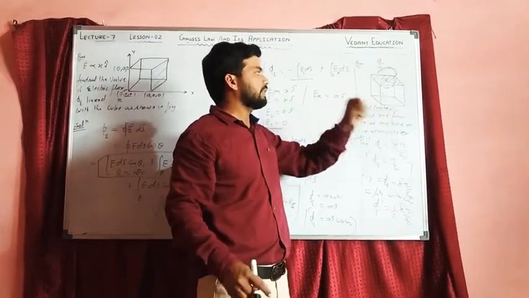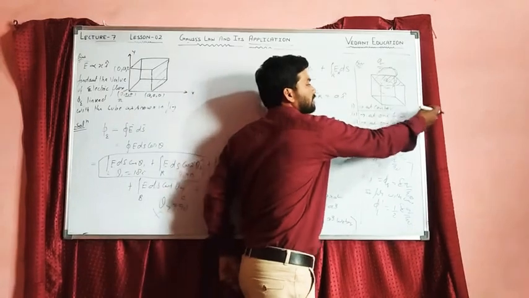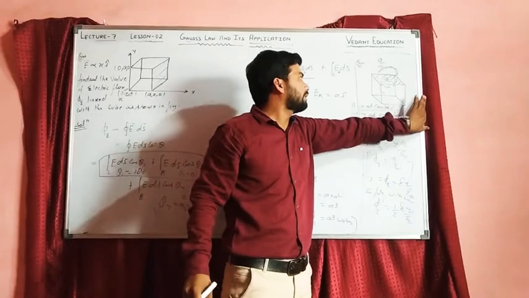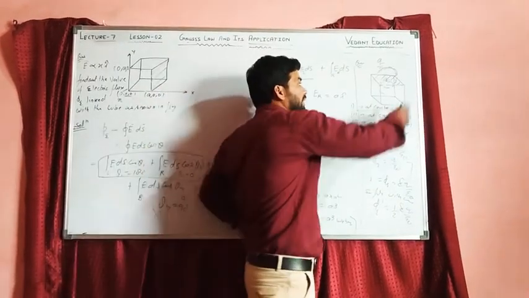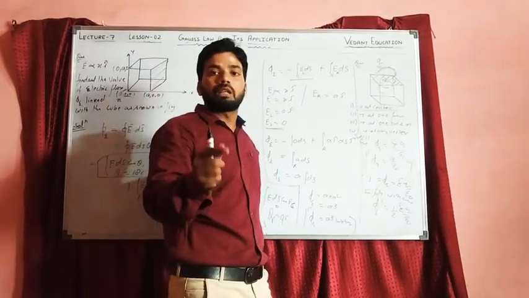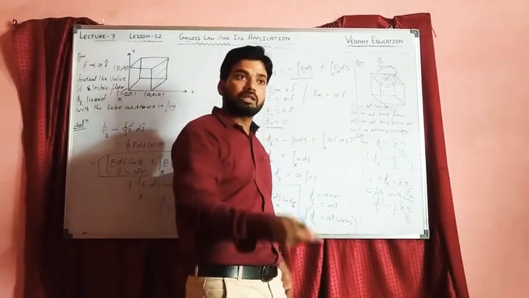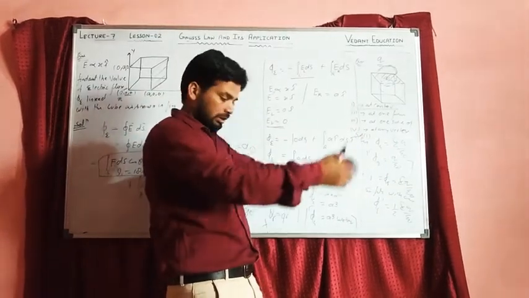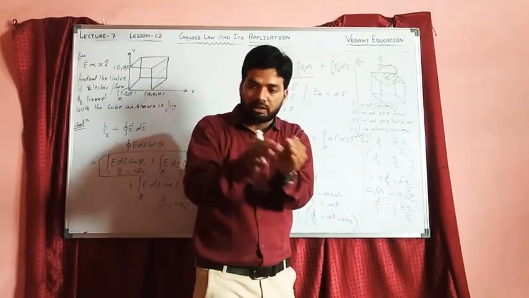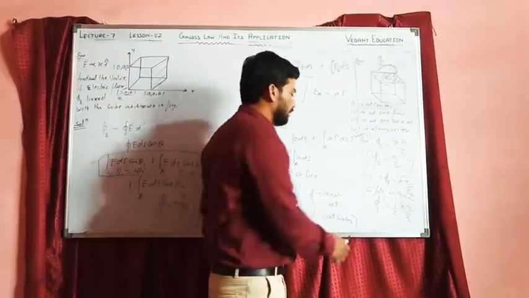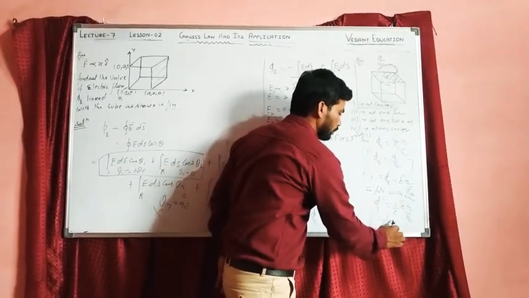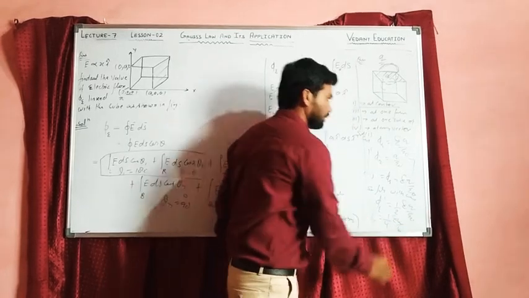Now see the next, third point. When the charge is placed at one side, this one, the edge, and we plot the Gaussian surface, then only 1 by 4 part of the Gaussian surface will come inside the cube. So the value of the electric flux in that case is 1 by 4. So flux will be 1 by 4 of summation q by epsilon 0. Right?